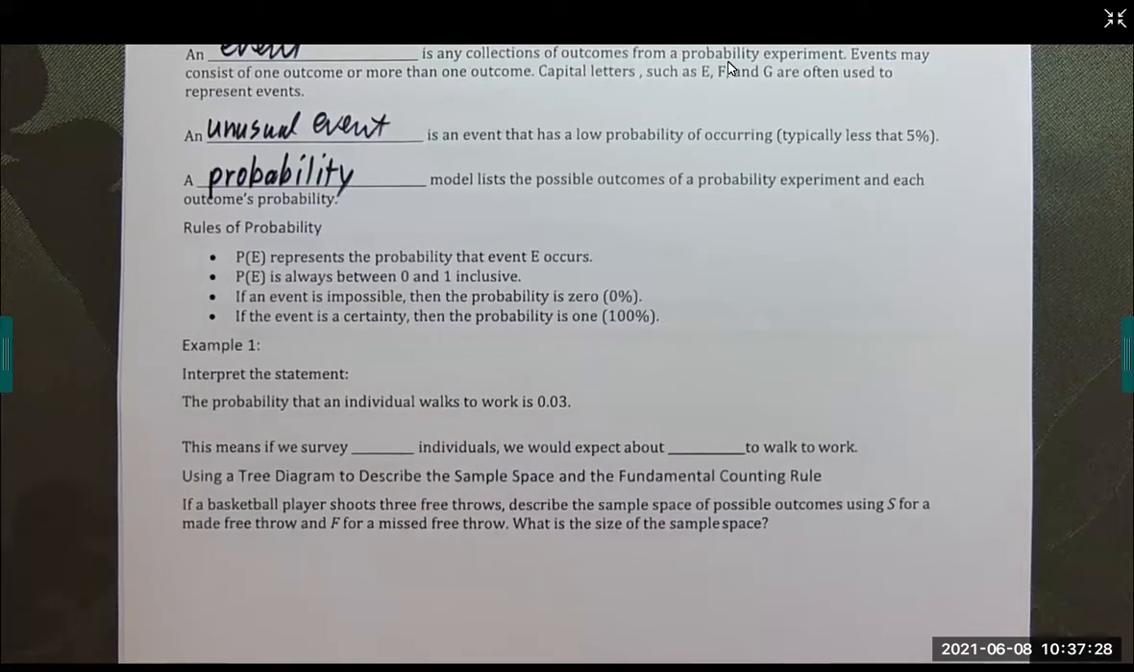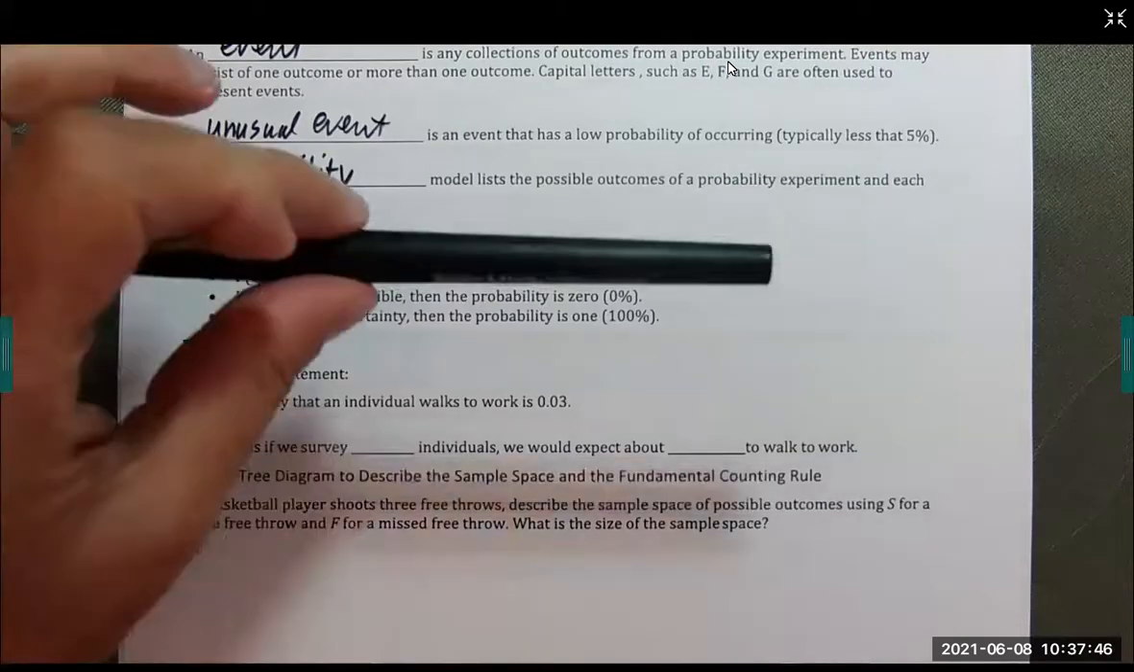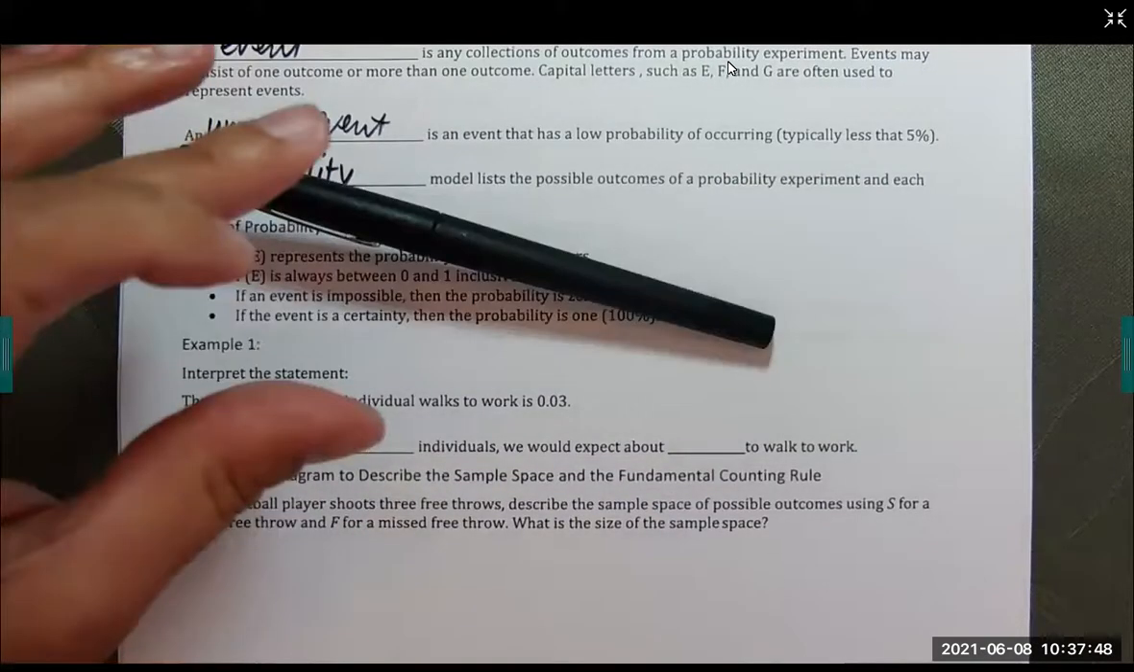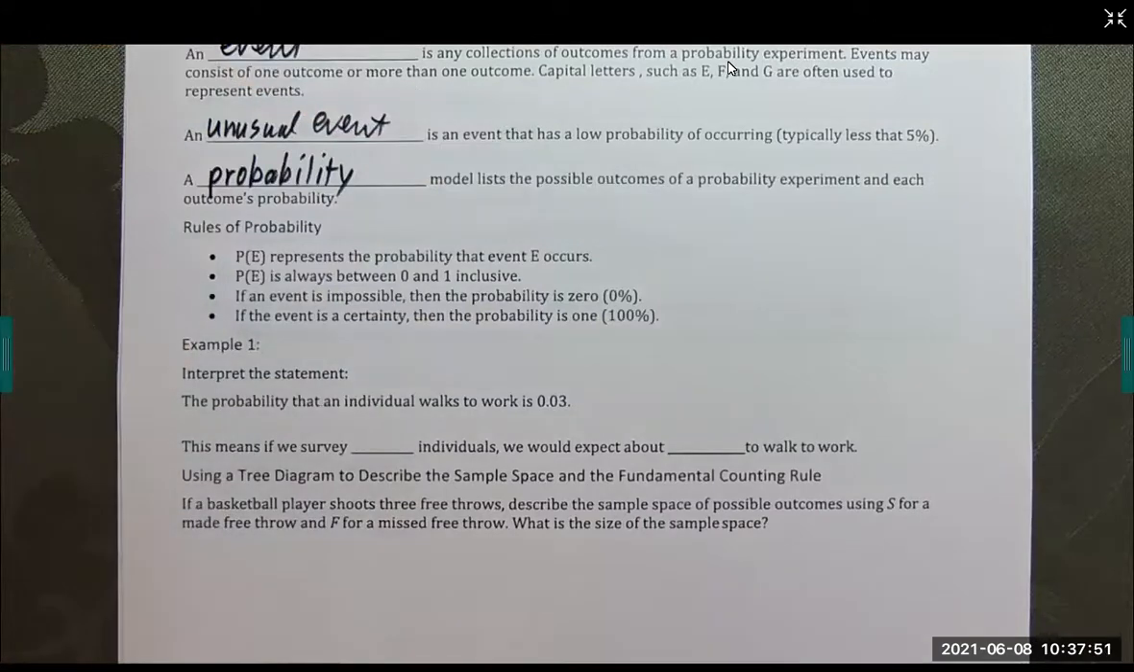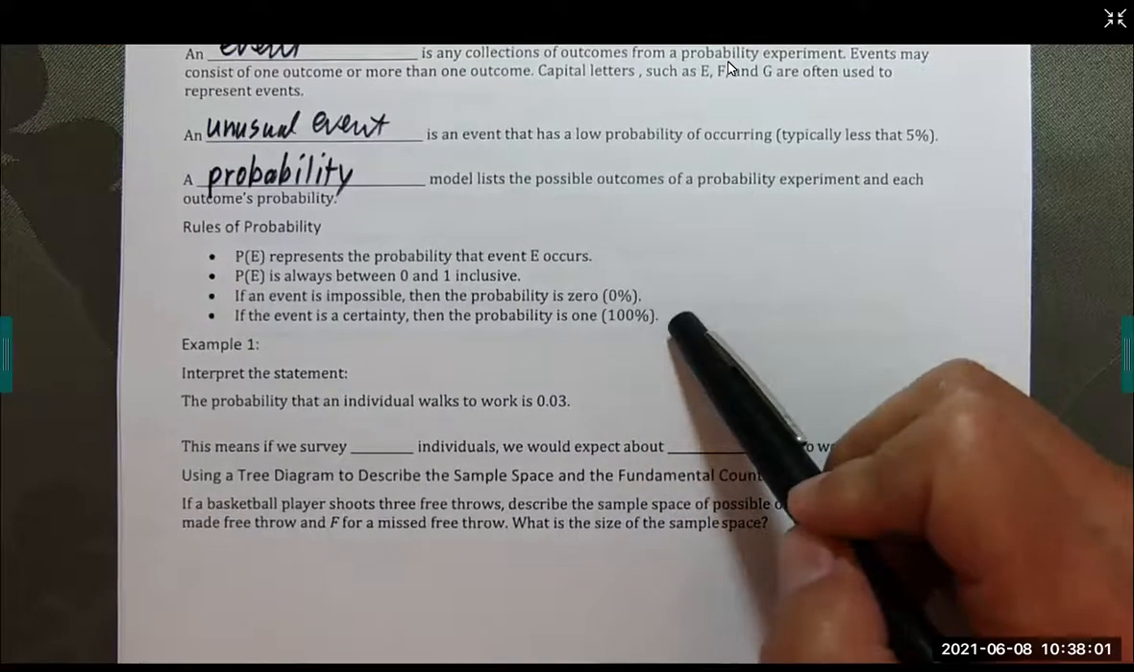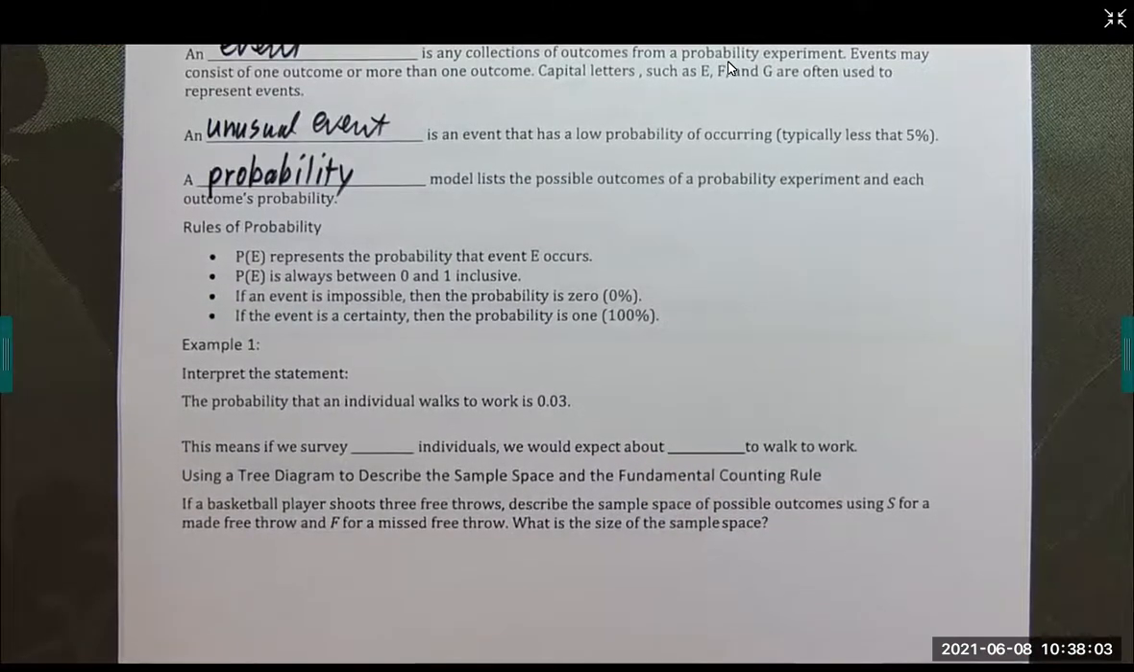If an event is impossible, then the probability is 0. So for example, a human being without technology walking on water, the probability of that happening is 0. If the event is a certainty, then the probability is 1, which means 100%. When I let go of this pen, it is going to fall to the ground 100% of the time. Most events are not impossible or certainties when we're looking at experiments. We're actually trying to figure out what it is. So most probabilities are between 0 and 1, not the endpoints. So here's our first example.